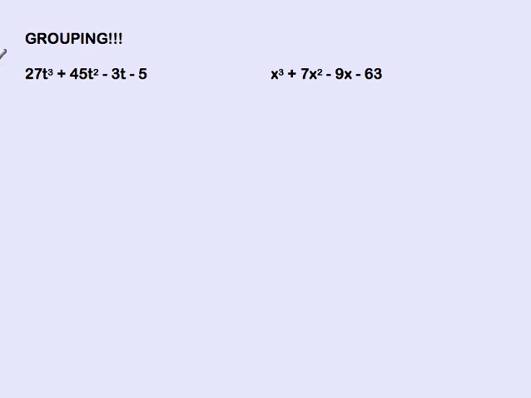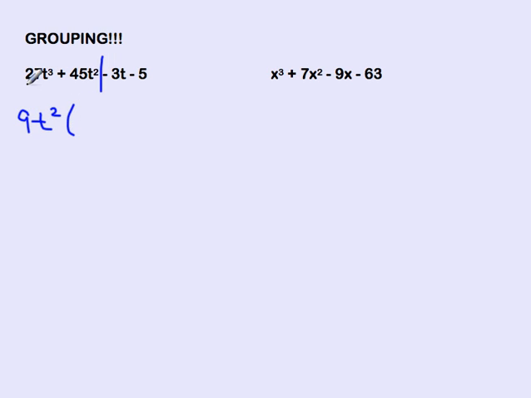Grouping is pretty cool. Notice there's 4 terms in these problems. Okay, there's 4 terms. Here's what we're going to do. We're going to split this up. We're going to take the first 2 terms, and I'm going to take out the greatest common factor. 27 and 45. I know that 9 goes into both of those. I can also take out a t squared for those first 2 terms.